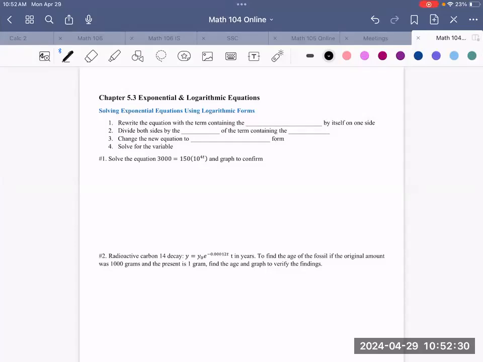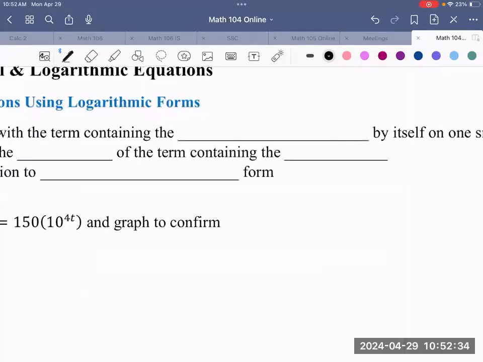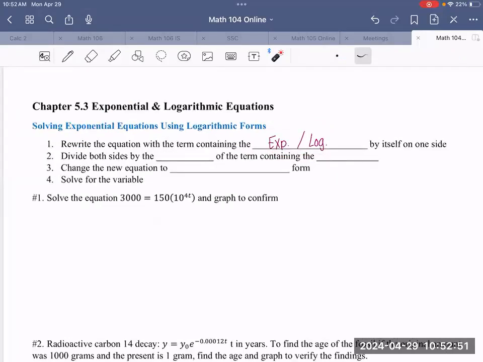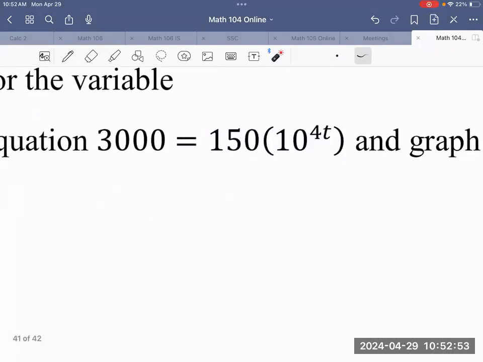So first, we're going to start by rewriting the equation with the term containing the exponential or the logarithm by itself on one side. Now, if the exponential is not by itself, then we're going to have to do an extra step. Now, let's take a look at the below.